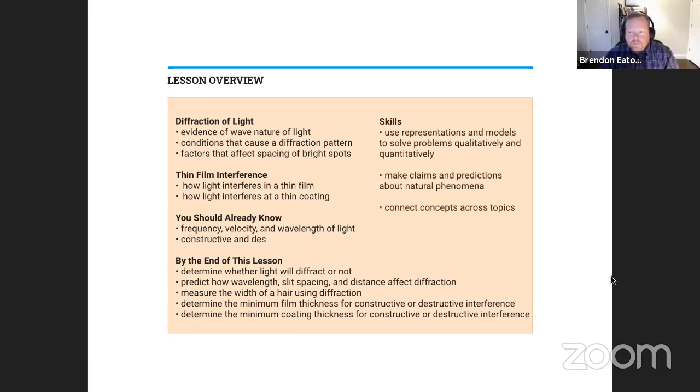Some skills that we'll talk about is using representations and models to solve problems qualitatively and quantitatively. So being able to discuss things quality-wise and use numbers to describe it. We should be able to make predictions and claims about natural phenomena and connect those ideas across all the topics in AP Physics 2.